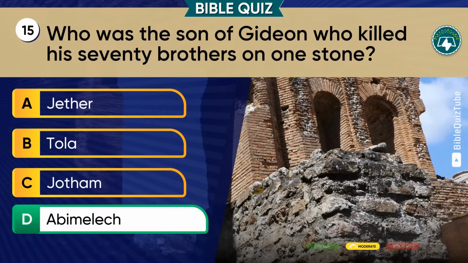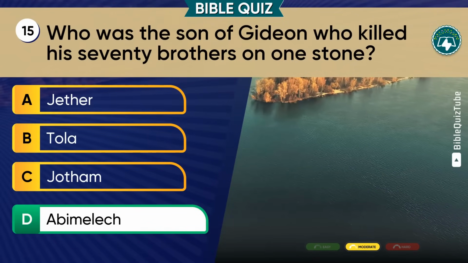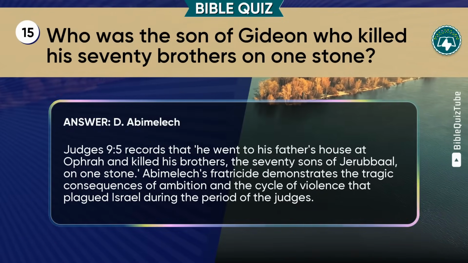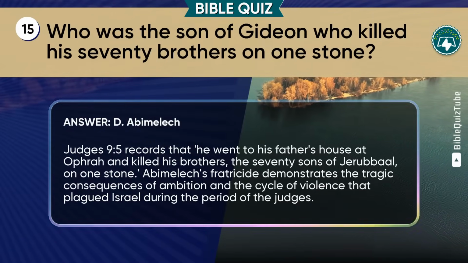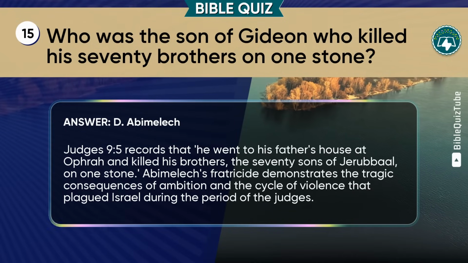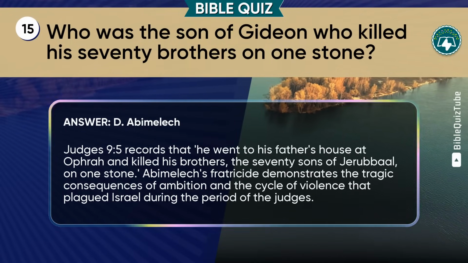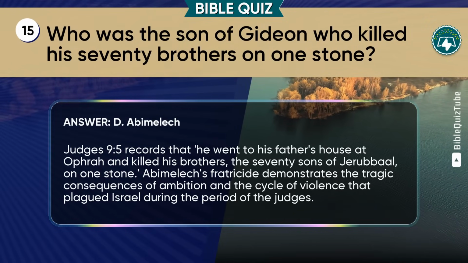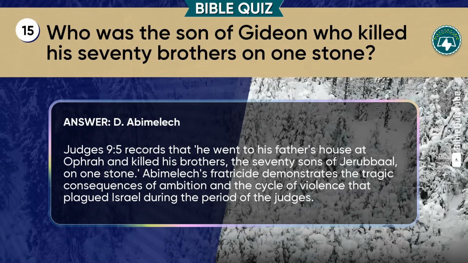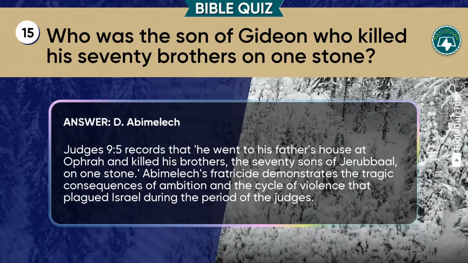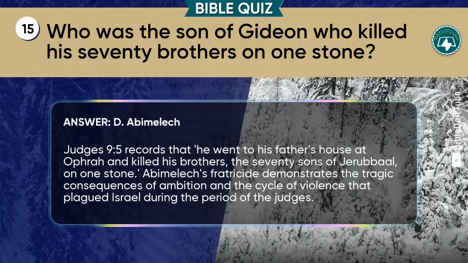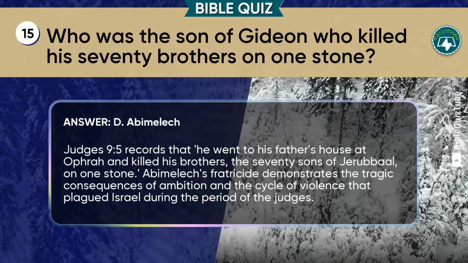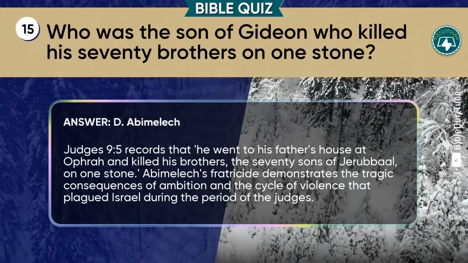The valid option is D. Abimelech. The explanation. Judges chapter 9 verse 5 records that he went to his father's house at Ophrah and killed his brothers, the 70 sons of Jerubbaal, on one stone. Abimelech's fratricide demonstrates the tragic consequences of ambition and the cycle of violence that plagued Israel during the period of the Judges.